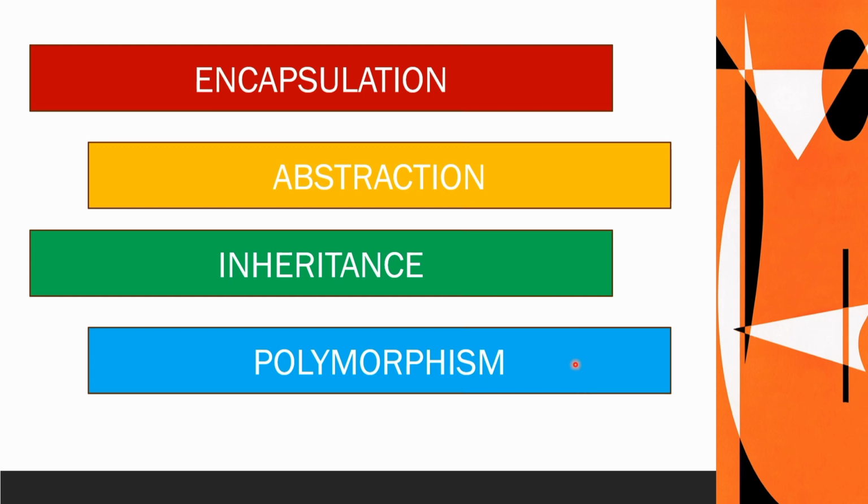Polymorphism. Poly means many, morphism means form, many forms. In polymorphism we have two things, overriding or overloading. We have many functions with the same name. Which function has to be called is decided at compile time, which is known as overloading or static polymorphism. Which function has to be called at runtime is known as overriding or dynamic polymorphism. So these are the concepts of OOPS.